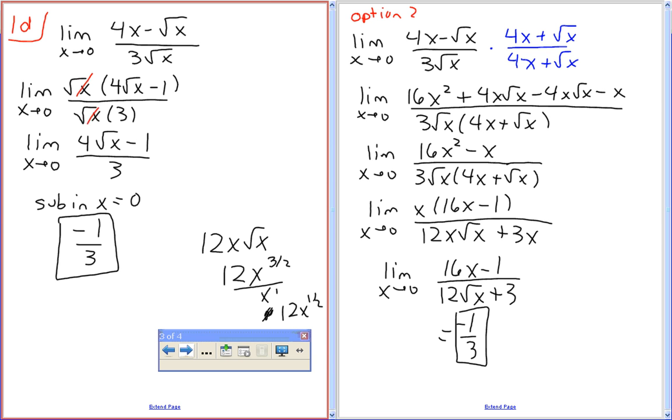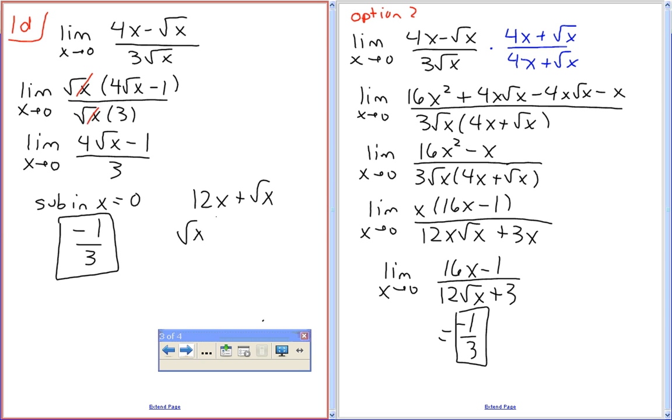Okay, but let's say you get 12x plus root x, then you have to do it. Yeah, if you had 12x plus root x, and this is sort of what I did over there, factoring out the root x. If I had 12x plus root x, you can do this. Okay, because that'll work too. The reason I had to get an x is because I took an x out here, that's what I was looking to do.